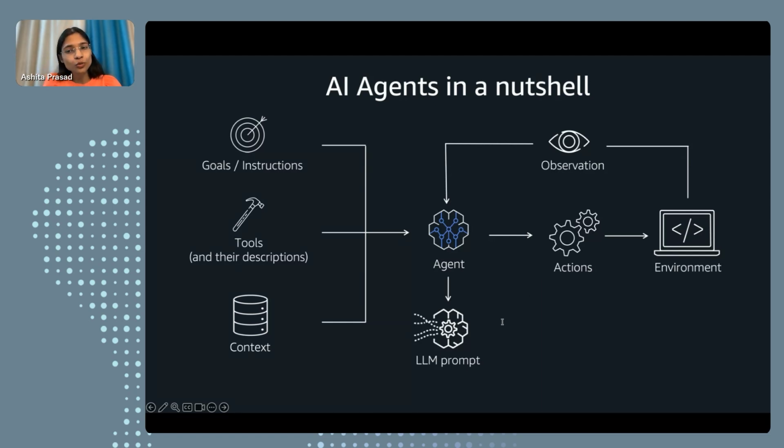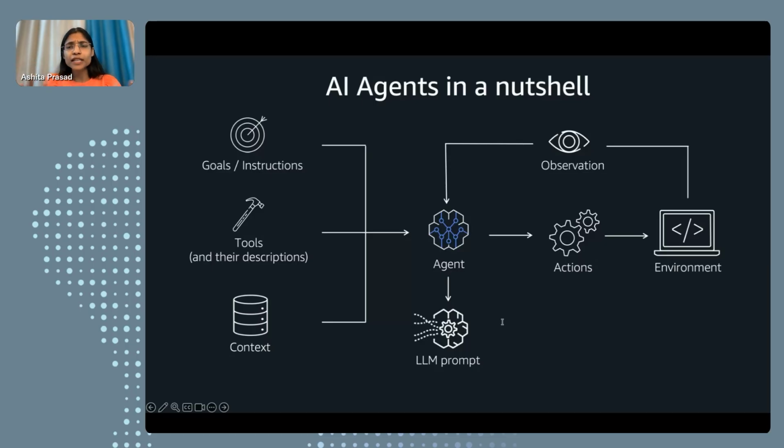And then we have our loop. So after the action runs, the agent is going to observe the result. Did my API call work? What data actually came back? Was there an error? And all these observations are then fed back to the agent. You can see that arrow going back to the agent. And the whole cycle starts again. Your think, act, observe. And until the goal is done or the agent hits a limit that you have set.